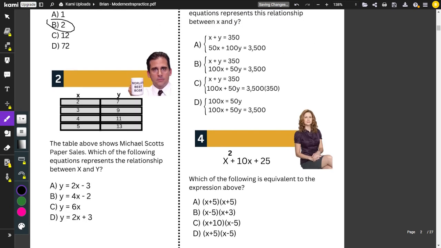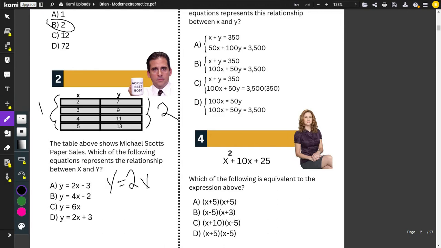Question 2. The table above shows Michael Scott's paper sales. Which of the following equations represents the relationship between x and y? So to find the relationship between x and y, we need to see what kind of relationship they're having. So we can see that this number is increasing by 2, and this is also increasing by 1. So our slope is 2. So y equals 2x.